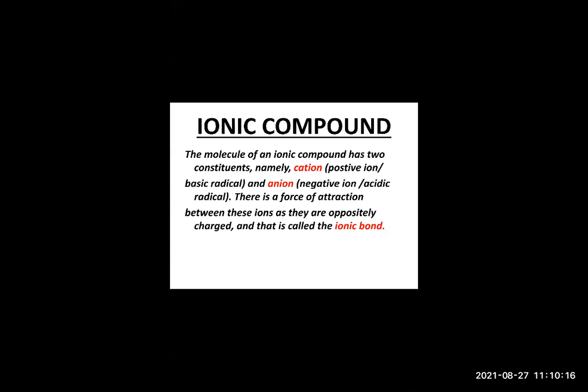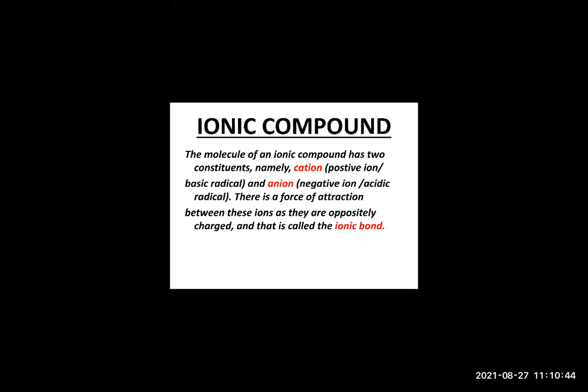Okay. Now here we are learning about the ionic compounds. The molecule of an ionic compound has two constituents, namely cation and anion. Cation can also be called positive ion or basic radical, and anion can be called negative ion or acidic radical. For example, Na+ Cl- is NaCl.